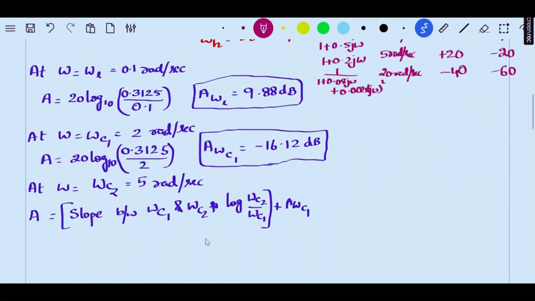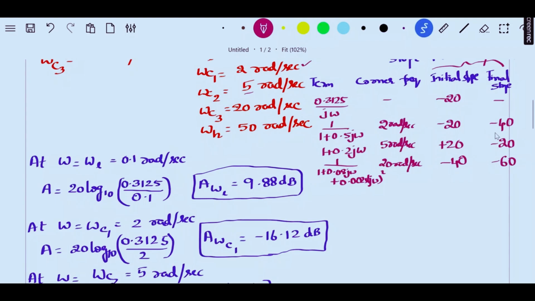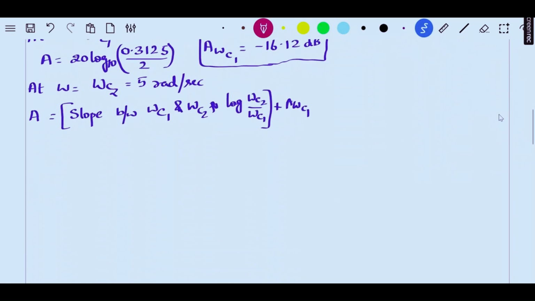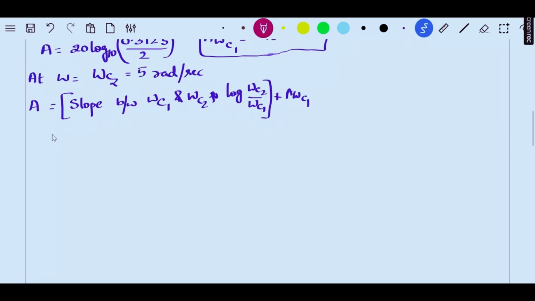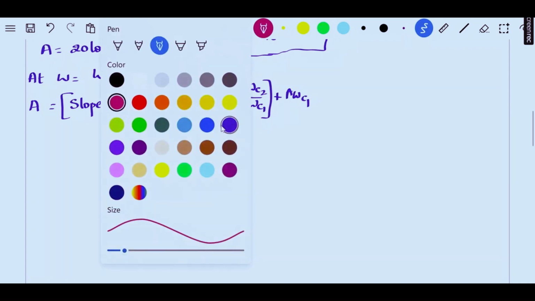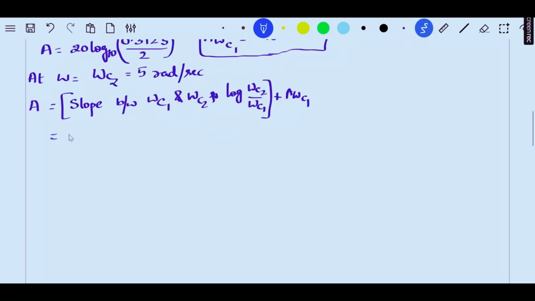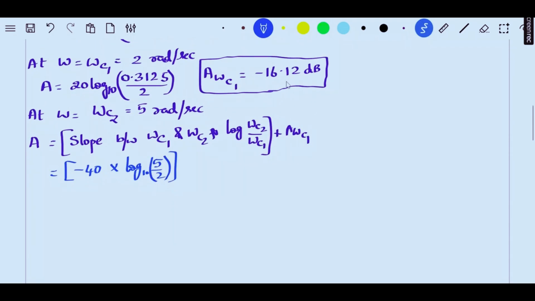Now, the slope between omega C1 and omega C2 is minus 40. This one, first one, minus 40. So I'll substitute minus 40 here. So this is equal to minus 40 multiplied by log of omega C2, which is 5, divided by omega C1, which is 2, to the base 10, and this gets added with A of omega C1. A of omega C1 is negative, so this gets subtracted with 16.12.